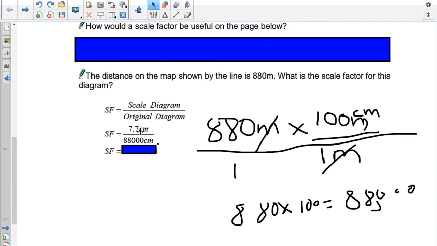Okay, now 7.7 centimeters divided by 88,000 centimeters is equal to 0.0000875. The reason it's so small is that we're taking a very large area and compressing it down to be a very small drawing on a page. You'll also notice that the centimeters cancel, because there's 88,000 centimeters on the original diagram and 7.7 centimeters in the drawing, and centimeters over centimeters cancel. They have to, because in scale factors we do not have any units.